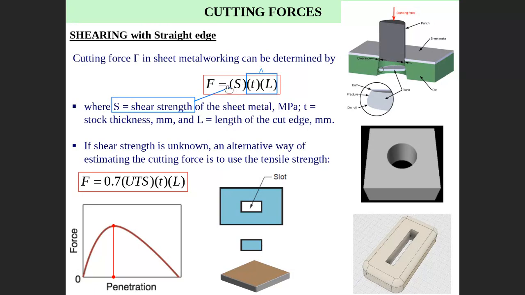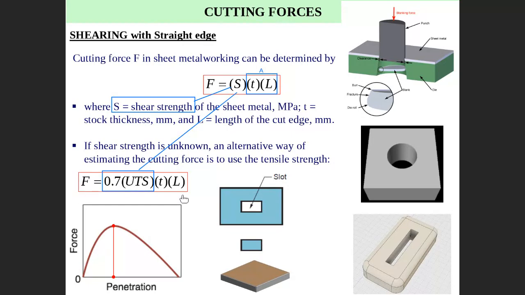If shear stress is not available and you are given tensile stress, then as an approximation, they consider that 0.7 of the ultimate tensile stress is equal to the shear stress. So shear is equal to 0.7 tensile stress. If you don't have shear and the tensile stress is given, then you can say shear equals 0.7 tensile stress. So it is exactly the same.